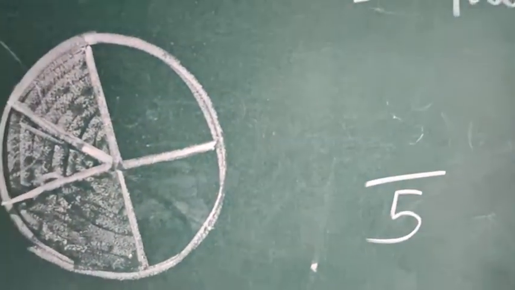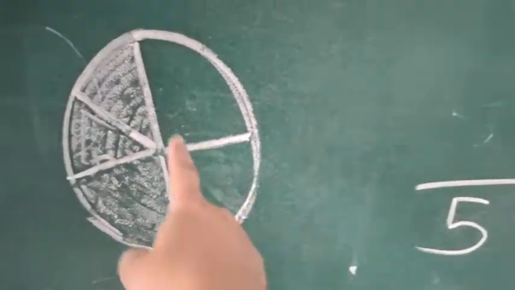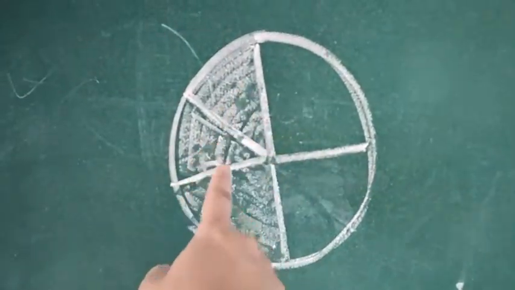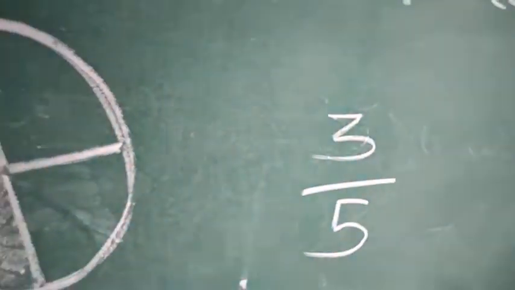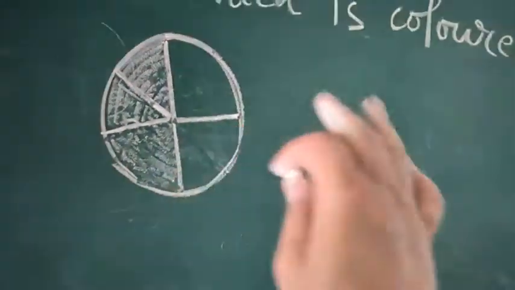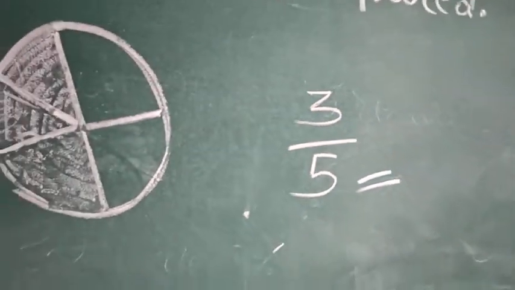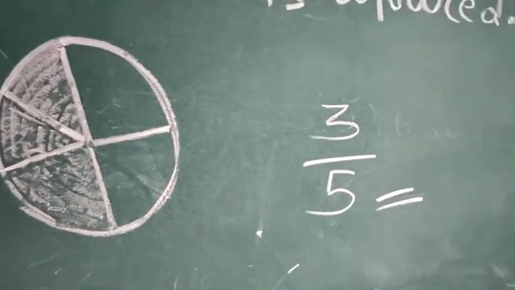So how to write the fraction? Whatever is the total part, that will become your denominator. And what parts are shaded or colored? 1, 2, 3. So it is 3 by 5. So out of 5, 3 parts are colored or 3 parts are shaded. Now, so this is the colored part. Now you have to find the percentage.